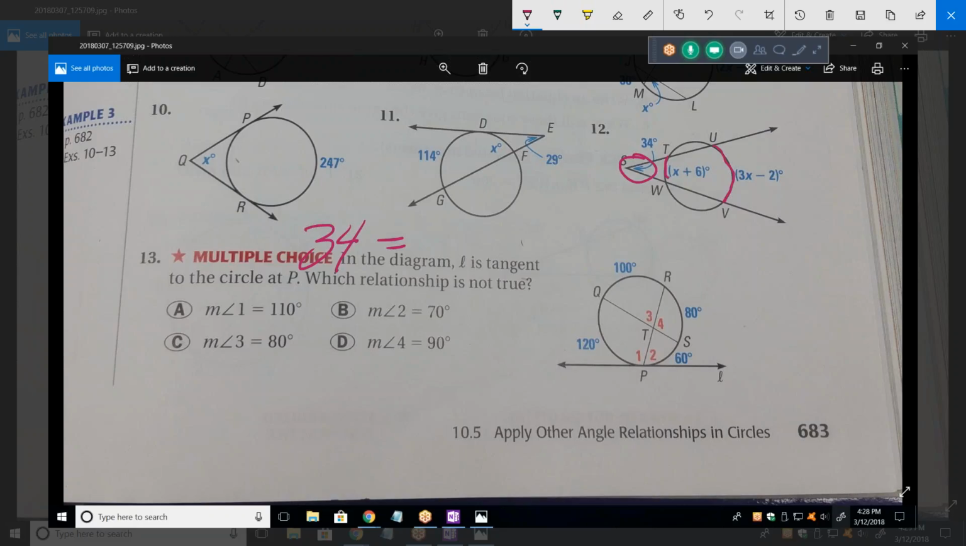Half of the difference. This one is half of the difference. That one is half of the difference. In other words, all three of these use the same formula. That angle is 1/2 the difference between what and what?